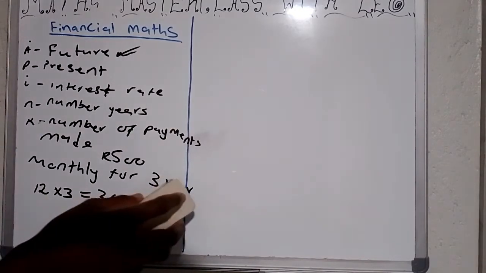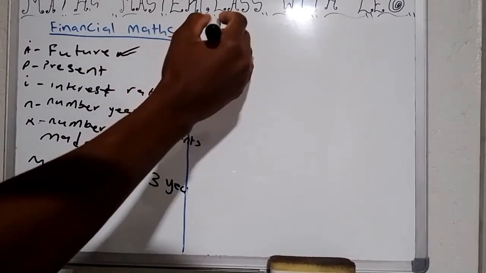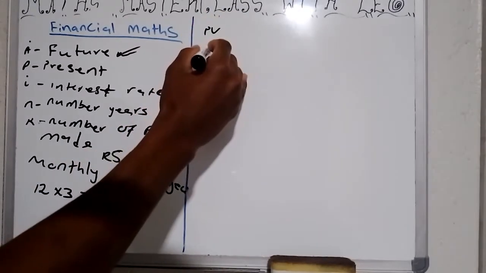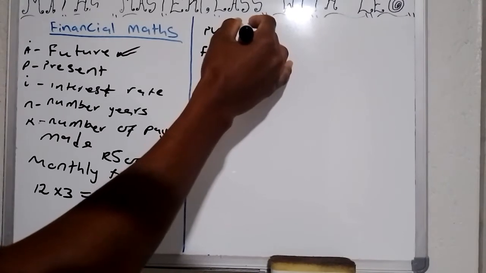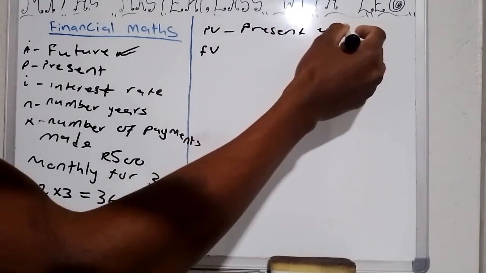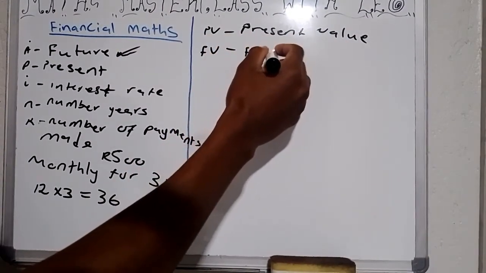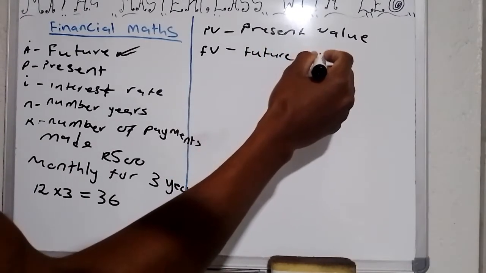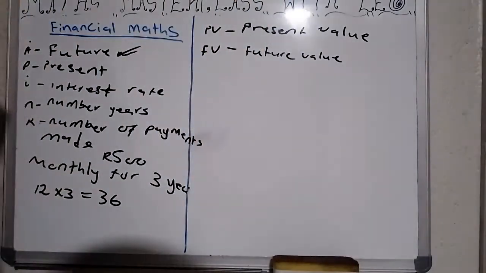And then let me just erase this. Okay, let me just continue and write. What else do we have? Again, we have PV and FV. PV is the present value, and FV is the future value, right? The present value and the future value.